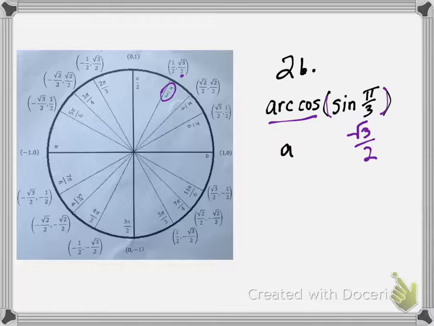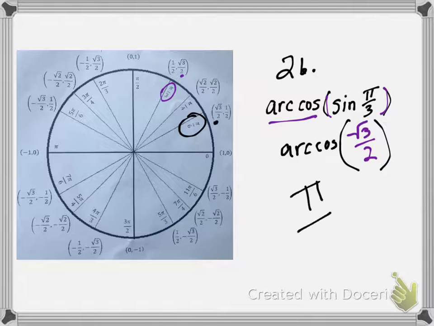okay, so what is the arc measure, or the arc cosine? What's the measure of that angle where the cosine value is the square root of 3 over 2? And I go looking for it. Well, here's the cosine value where it's square root of 3 over 2. And there's its measure, which is pi sixths.